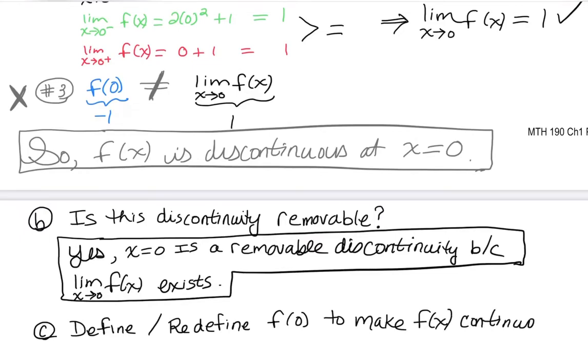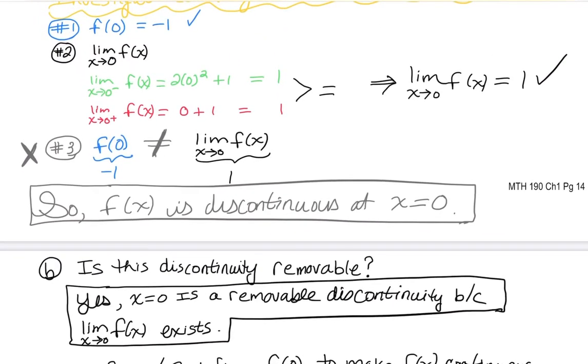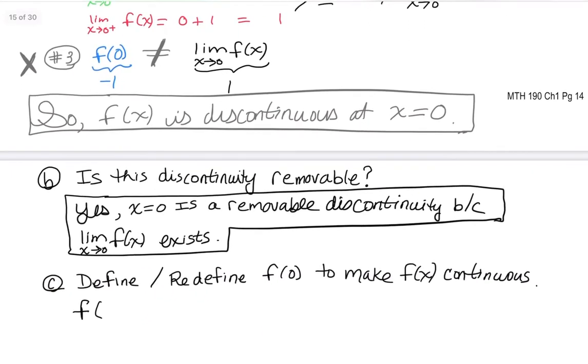So if it's removable, I should be able to just define or redefine a point. Well, right now, if we scroll back up, the point was defined at f of 0 equal to -1, but the limit was at 1. So we simply need to redefine that point at 0. It simply needs to be redefined to equal where the limit exists. So f of 0 would need to be defined at 1.